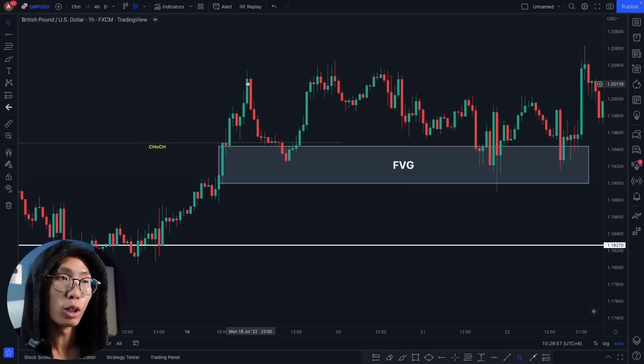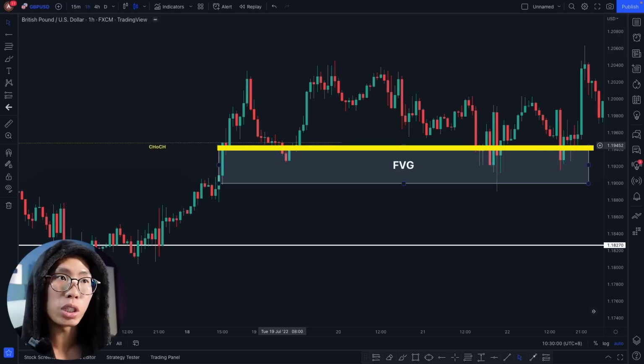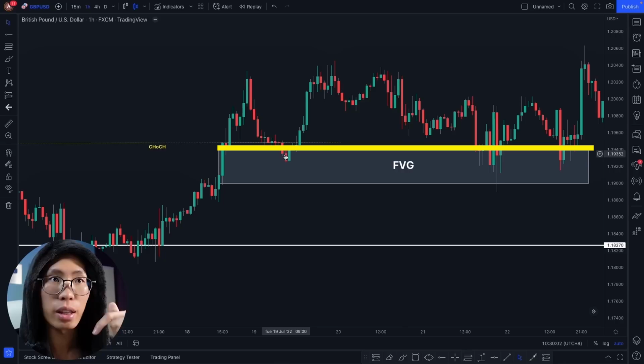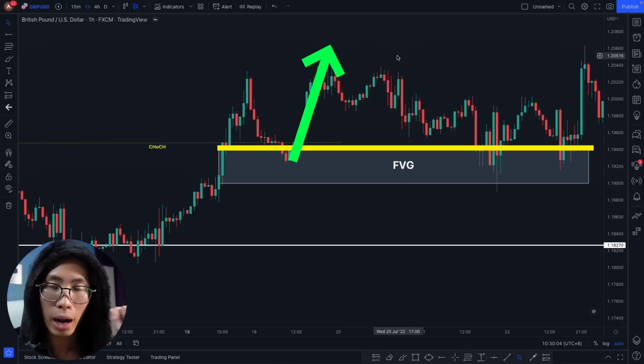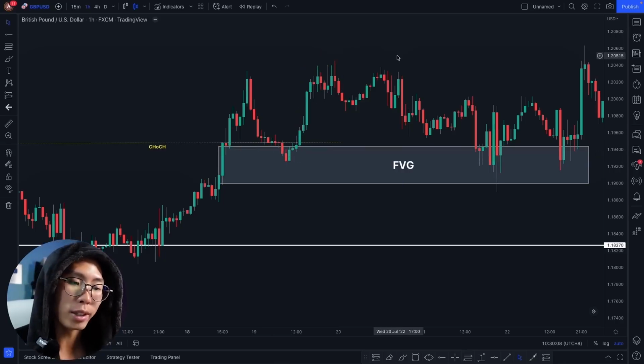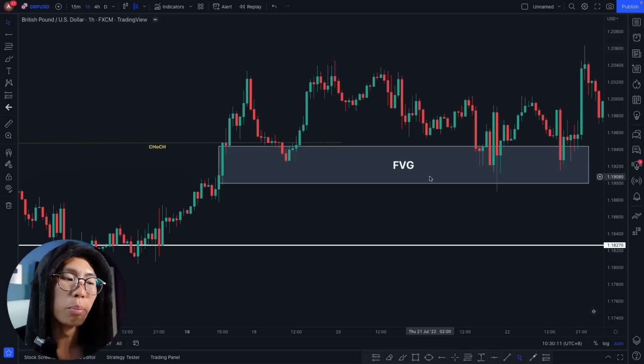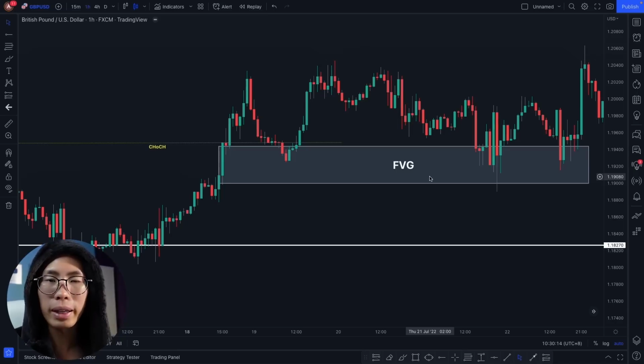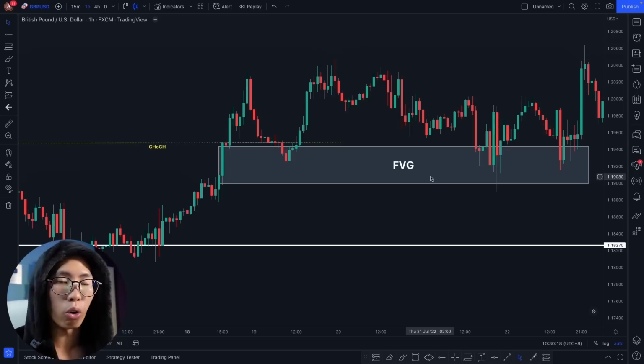So price can also touch the fair value gap, which is like this area here, just touch it and reverse and head back up. So if you were waiting for the price to go to the middle, you would have missed out on the trade. So ultimately, it's really up to you on which way you want to do it, right? There is no right or wrong answer.